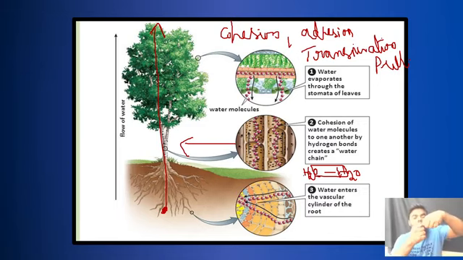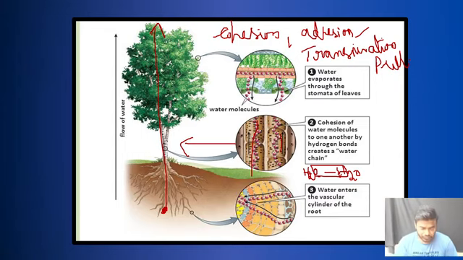Like that, all the water molecules can make one chain, right? Then friends, how does the water molecule attach to the xylem? The water molecules attach to the wall of the xylem by the process of adhesion. One is cohesion, another one is adhesion.